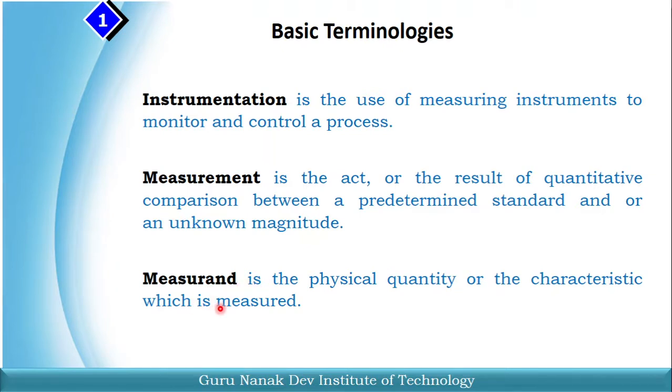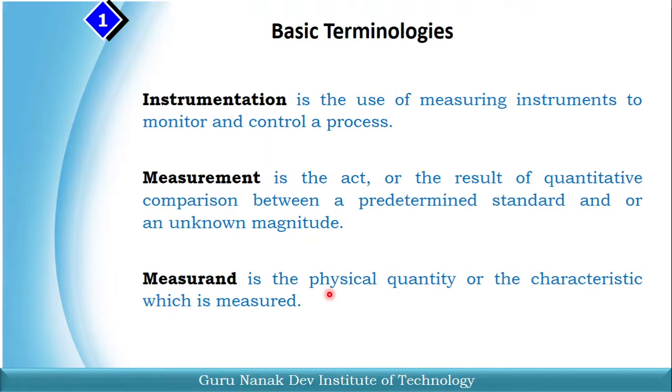So let us take an example to understand these three basic terminologies. Suppose you want to control the temperature inside a room. First of all, what you will do? You have to measure the present temperature of the room. For that you need some thermometer. So the thermometer will do what? It will just measure the temperature of your room. So here what is the physical quantity? Physical quantity is the temperature. So temperature is the measurand here.